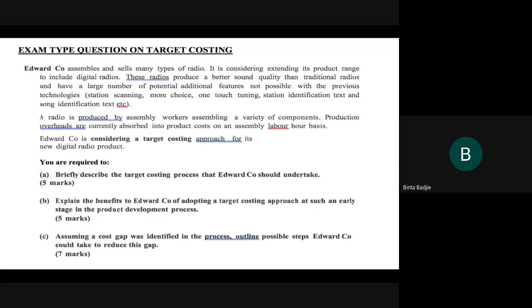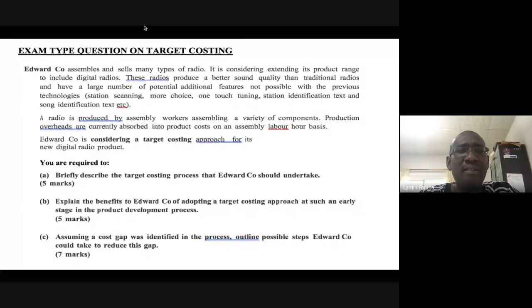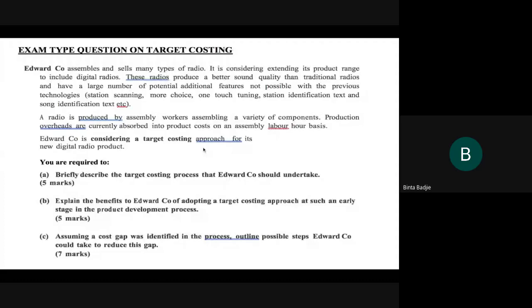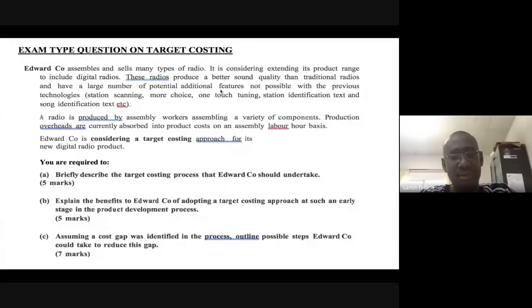What are they into at the moment? I think they're into selling traditional radios. They're into selling like traditional radios, and they want to go in for digital radios. Exactly. So at the moment, they are producing and selling traditional radios. But then because of modernization, the world is moving ahead to digital. They want to go into production of digital radios. So, and what's their current costing regime? What costing regime are they using currently? And what are they aspiring to go into?